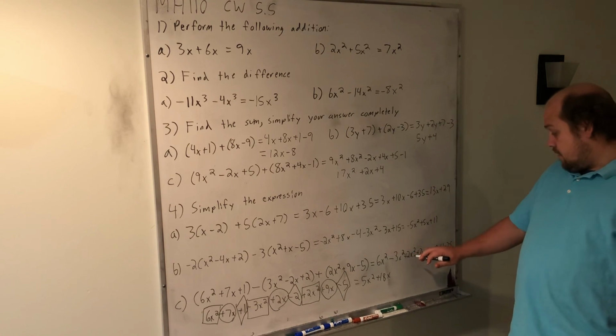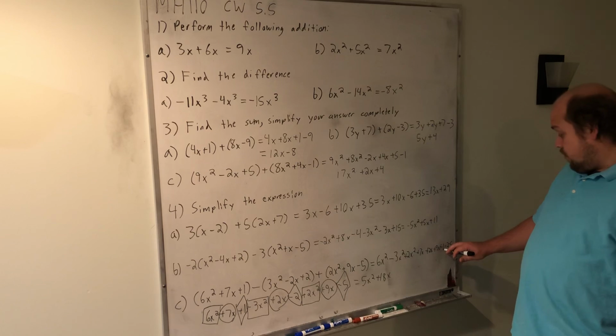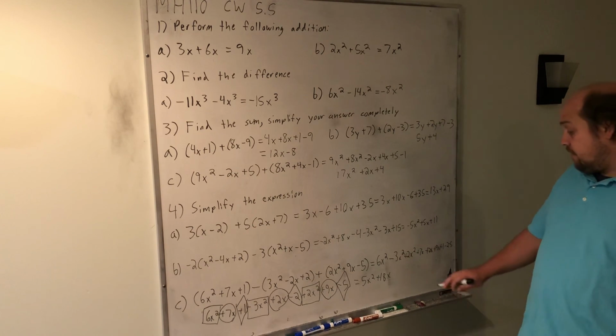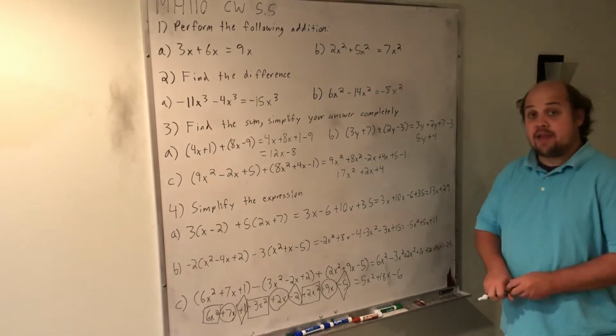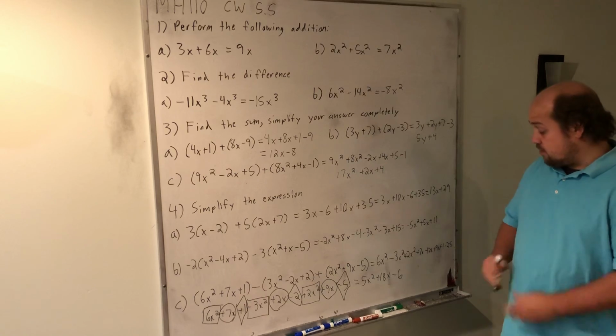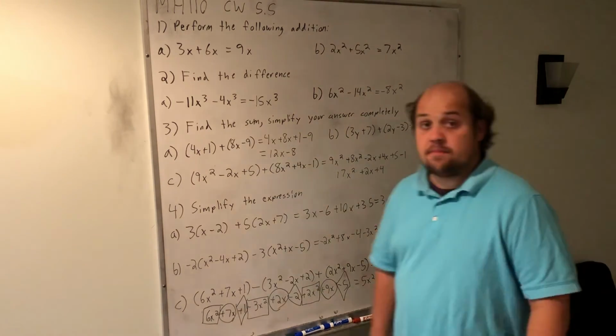Then I have positive 1 minus 2 gives me negative 1. Negative 1 minus 5 gives me a final answer of negative 6. So when I combine all the like terms, I wind up with 5x squared plus 18x minus 6.